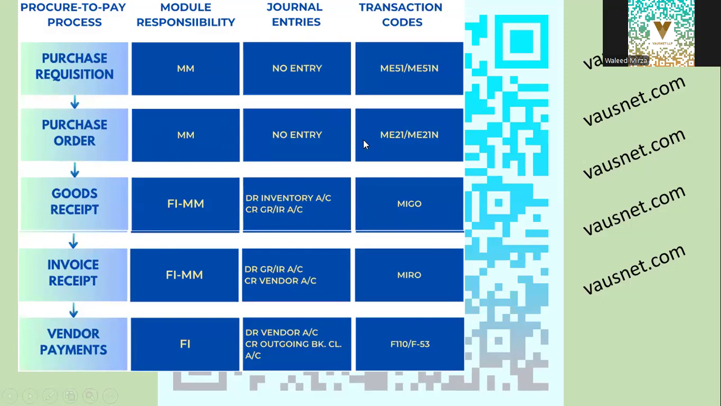Purchase requisition and purchase order are ME51, ME51N, ME21, and ME21N. Goods receipt happens at MIGO, where inventory is debited and GRIR is credited. At invoice receipt, of course, GRIR gets knocked out and the vendor gets the credit. In vendor payments, the vendor account is knocked out with this credit against this debit, and the credit goes to the outgoing bank clearing account. Okay, that is the procure to pay process.